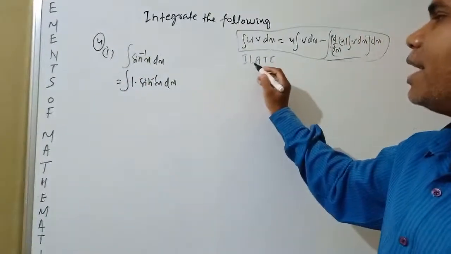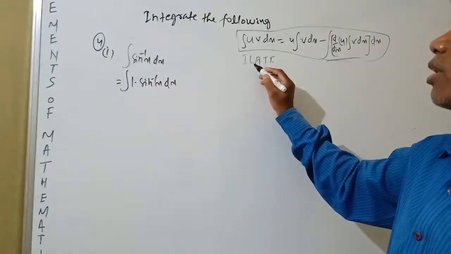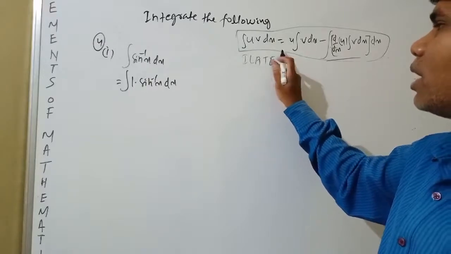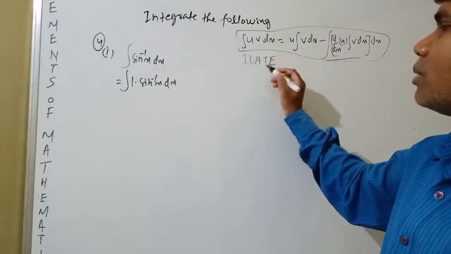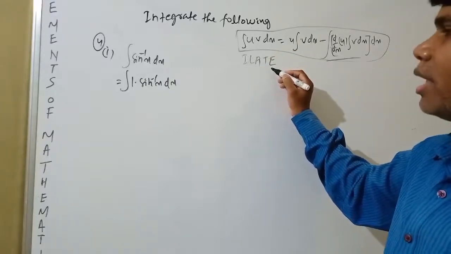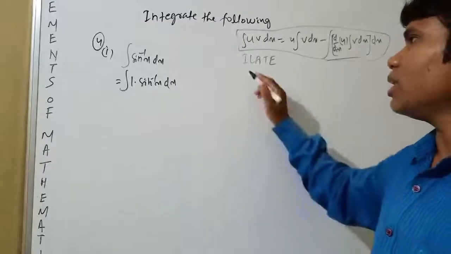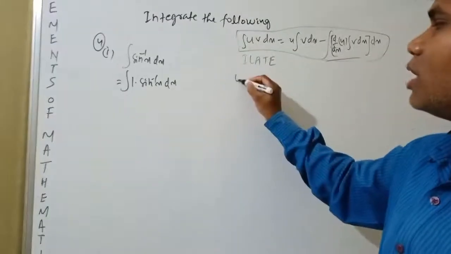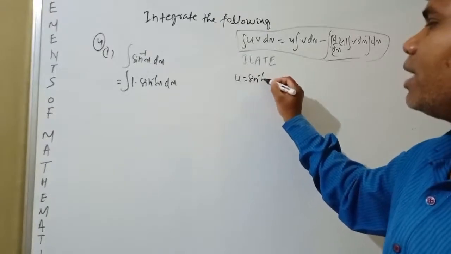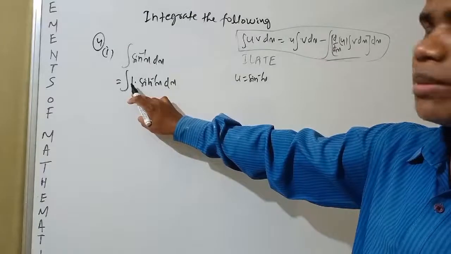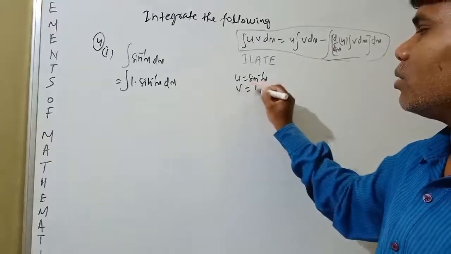I follow the order: inverse function, logarithmic function, algebraic function, trigonometric function, exponential function. The function which comes first in this order we take as u, and the next one is v. There is an inverse function given, so u is equal to sin inverse x. Nothing else is given, that means 1 is given, so v is equal to 1.